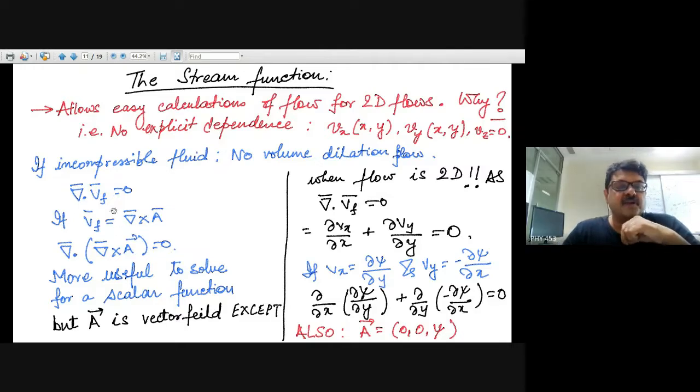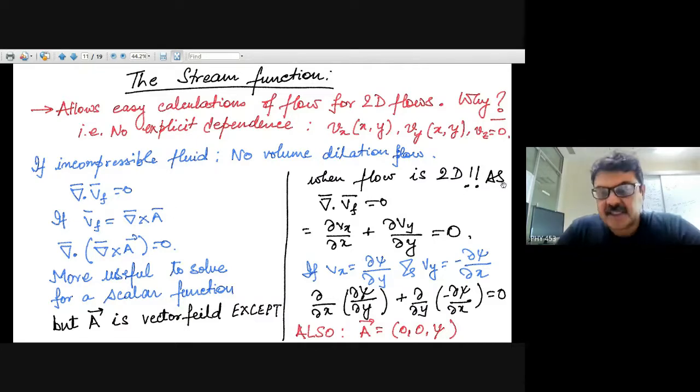So basically, instead of solving for the velocity field, you can solve for this vector potential field, but that's not very useful because anyway you are solving for a vector field, and now you have to solve for another vector field. So there's no simplification of the problem, except in one condition, where one can adapt it to a simpler case. It's more useful to solve for a scalar function, and that will be possible when the flow is 2D.